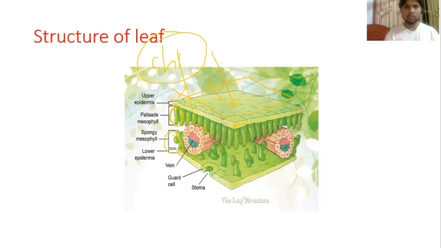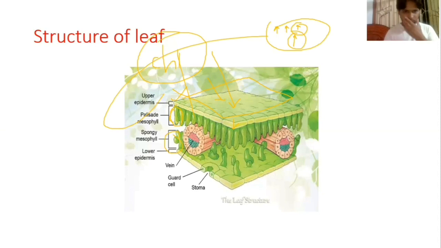So chlorophyll is present in the chloroplast. Palisade mesophyll cells contain a higher amount of chloroplast. If they contain a higher amount of chloroplast, obviously they will contain a higher amount of chlorophyll. If they contain a higher amount of chlorophyll, they will absorb a higher amount of light. If they absorb a higher amount of light, the photosynthesis will be maximum here. Okay, so the maximum photosynthesis takes place in palisade.